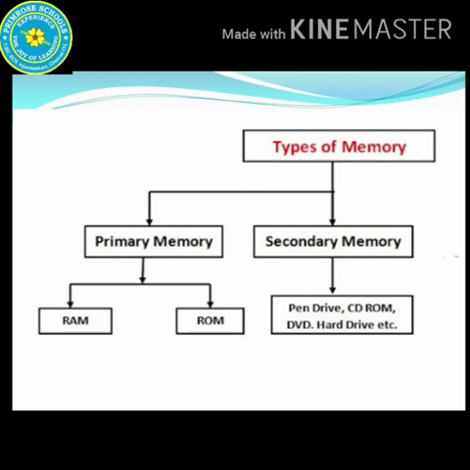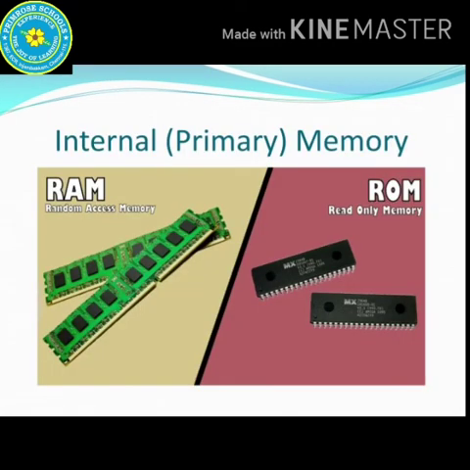Let's see what is primary memory and secondary memory. Internal memory is called primary memory. It is designed to store data and instructions while the computer is working. It is a built-in memory which is built inside the CPU. The data stored in the internal memory is erased when the computer is turned off.